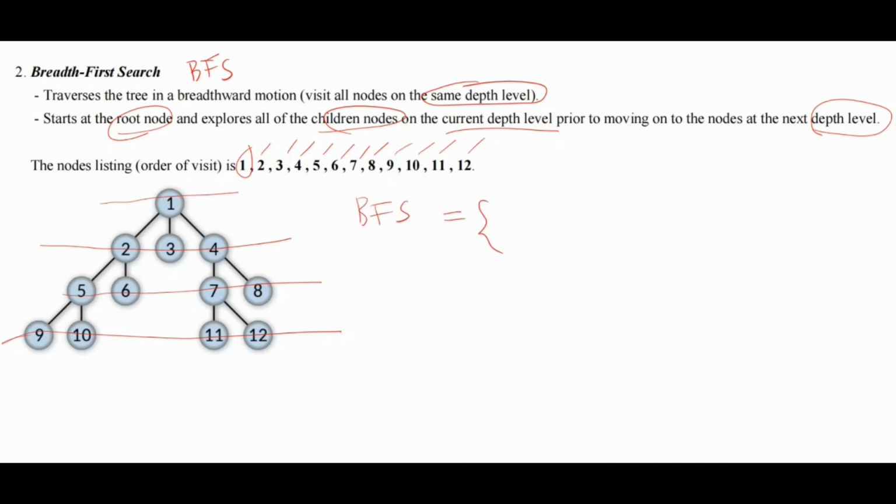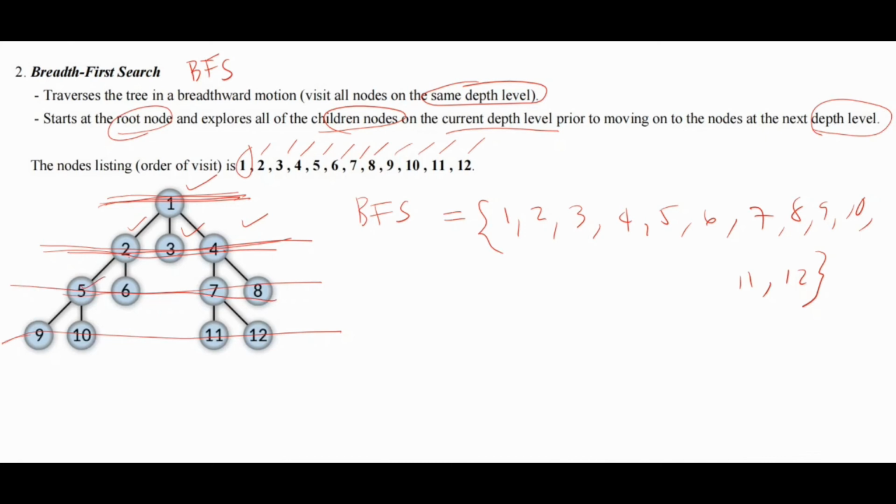The breadth first search list of nodes is 1 up to 12. So first 1, next depth level 2, 3, 4. Next depth level, that's 5, 6, 7, 8. Next depth level, that's 9, 10, 11, and 12.